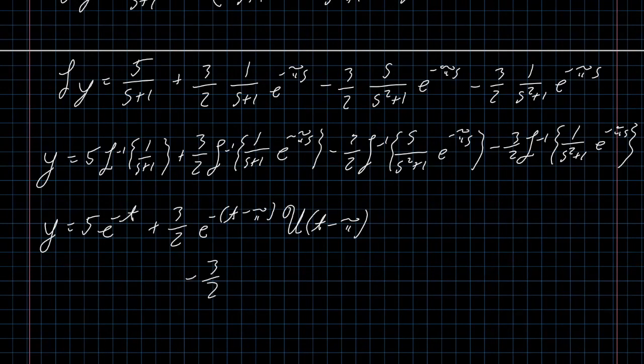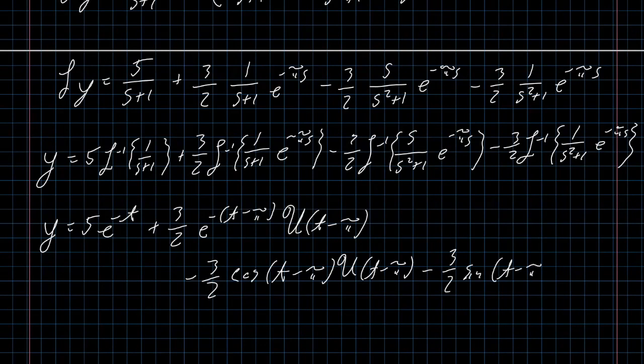The same thing is going to happen. S over s squared plus 1 is cosine. In this case, it's going to be cosine of t minus pi times the Heaviside function of t minus pi. And then 1 over s squared plus 1 is usually sine, but in this case, because of the exponential, it's going to be sine of t minus pi times the Heaviside function, that's not a u, Heaviside function of t minus pi.